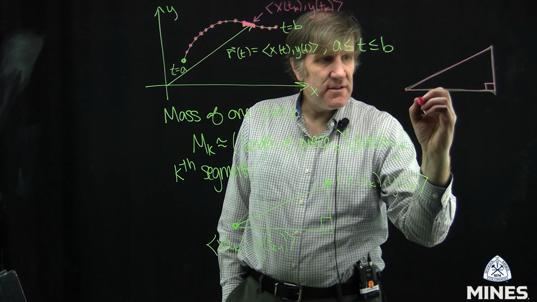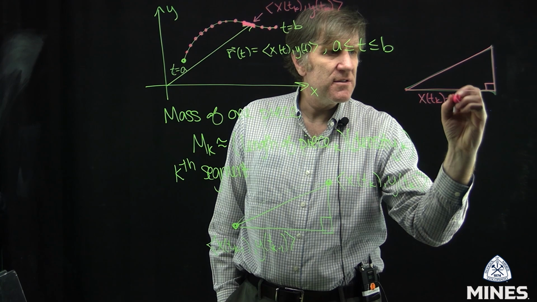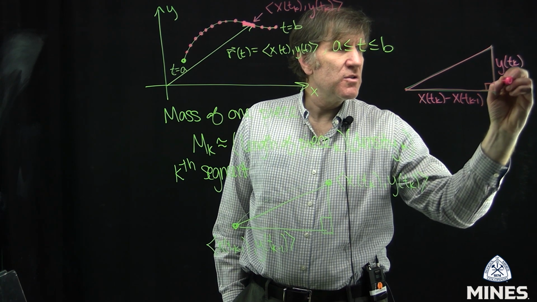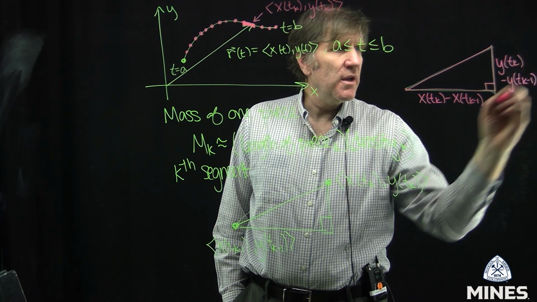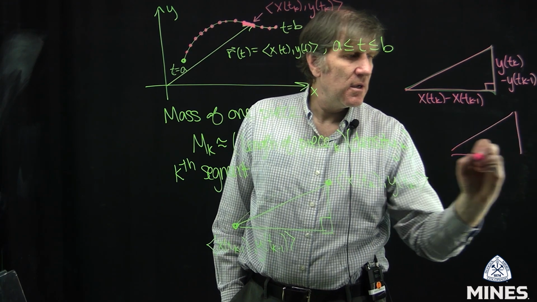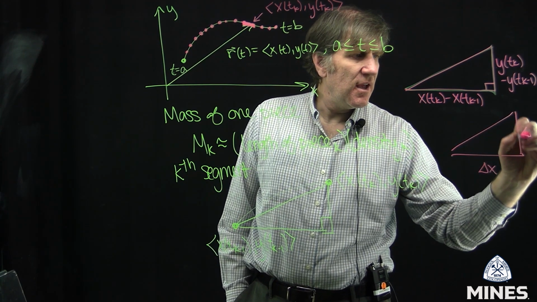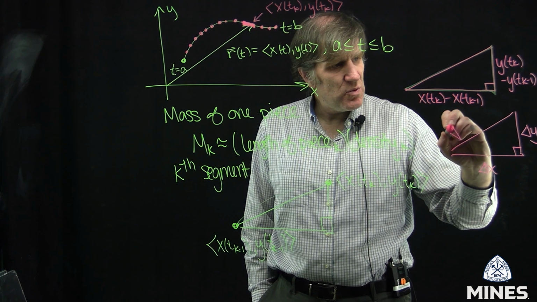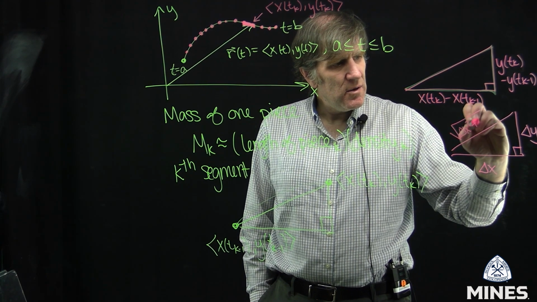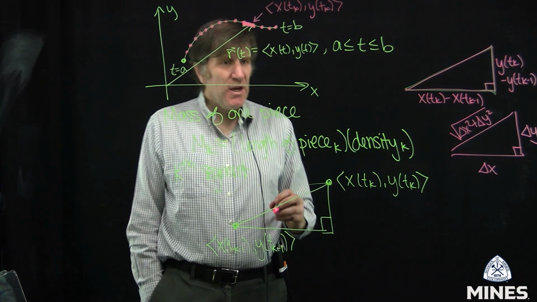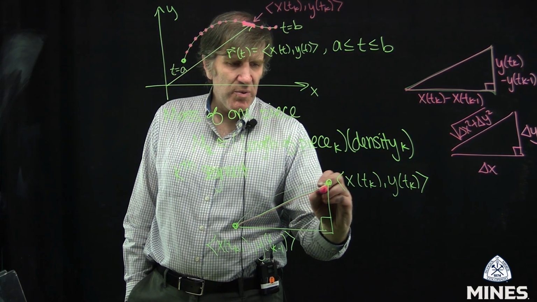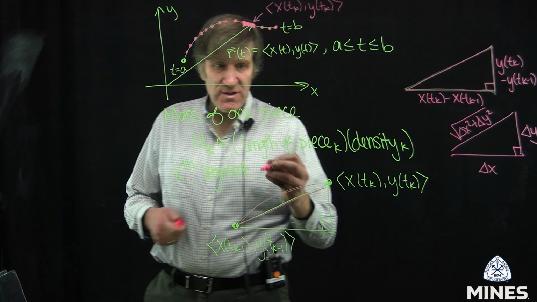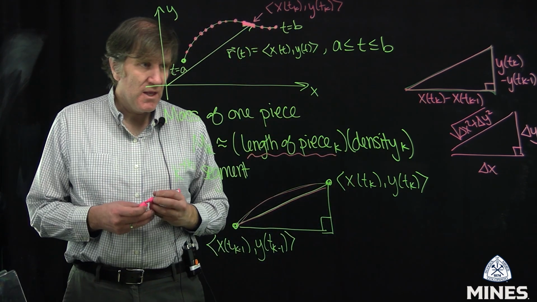This length is x(t_k) minus x(t_{k-1}), and this is y(t_k) minus y(t_{k-1}). Or I'm going to call it delta x and delta y for the sides of that triangle. That makes the hypotenuse the square root of delta x squared plus delta y squared. Now that hypotenuse right here is an approximation of the length of this piece of the wire. So we'll go back. It's an approximation to this, the length of piece k.